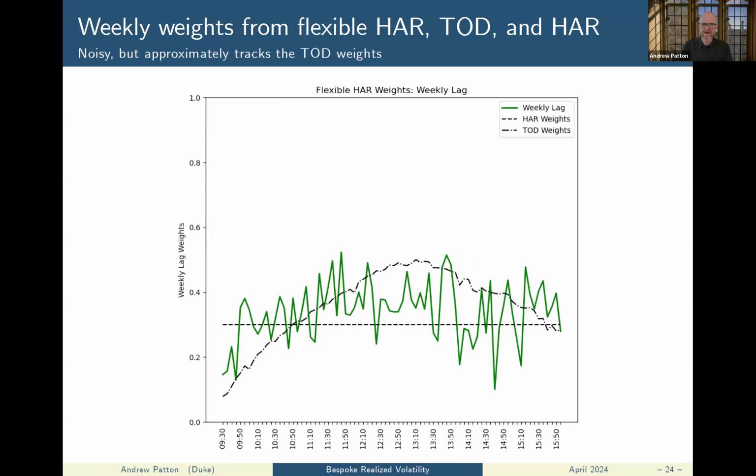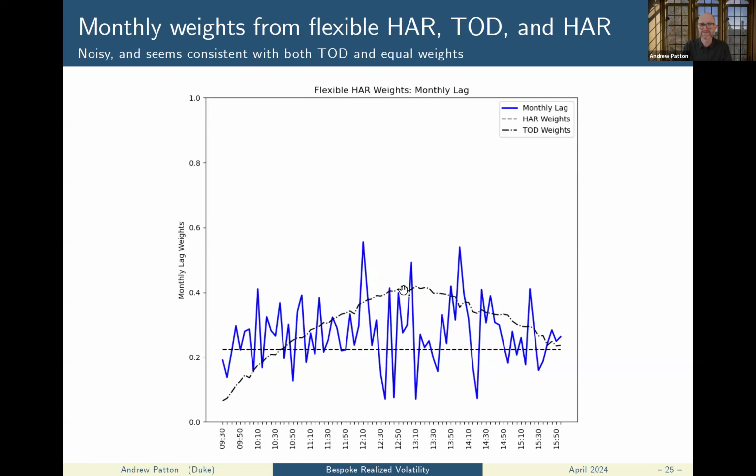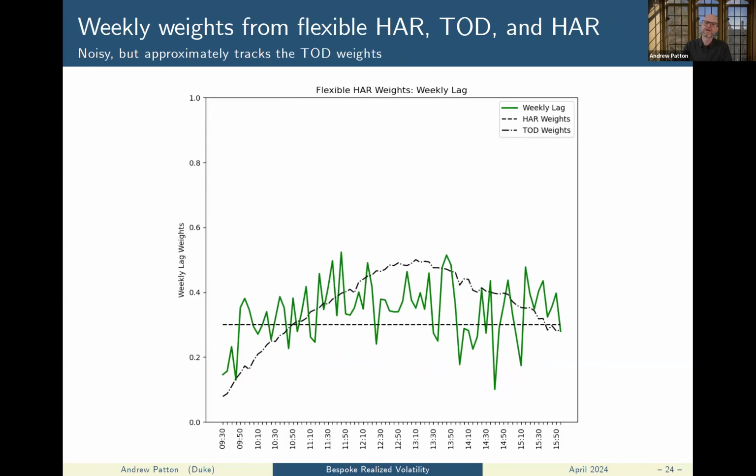Let me show you the weekly weights here in green. And let me just flash forward to the monthly weights. So you can see there's a lot of jumping around in the green line. And a question I have been asked in seminars before is: is the green line different from flat? And is it different from this inverse U shape, the time of day type weights?